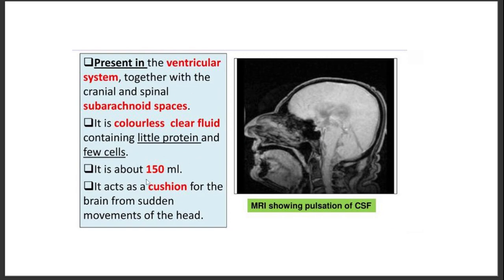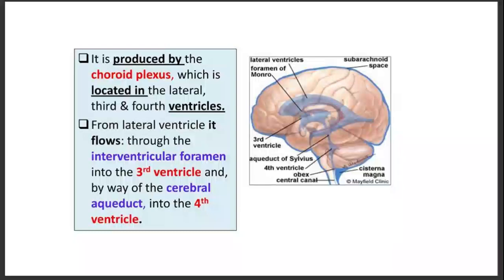So cerebrospinal fluid is about 150 mL and it acts as a cushion for the brain from sudden movement of the head. What produces cerebrospinal fluid is the choroid plexus. The choroid plexus is made up of ependymal cells that stick together, making more of an epithelium. It is found in the lateral ventricles, the third and the fourth ventricle. So that's where cerebrospinal fluid is produced. It's not only in the lateral ventricles. All the ventricles are lined by the choroid plexus, so all of them can produce cerebrospinal fluid.